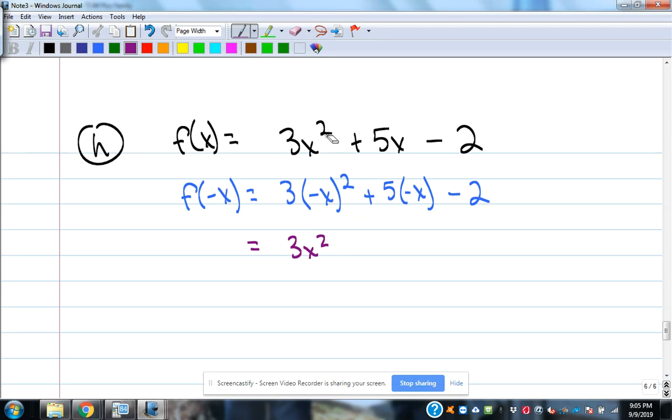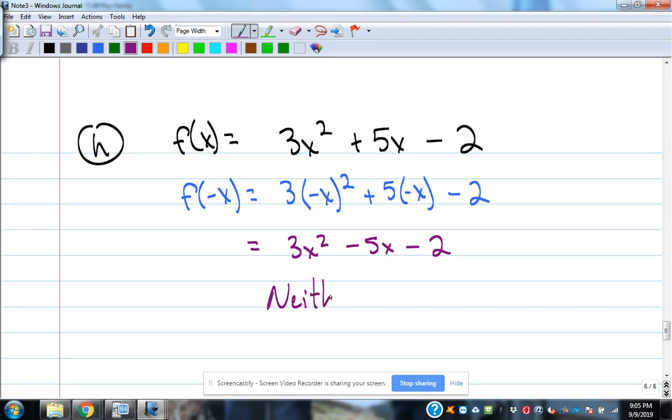Wait, I'm not done. I've got to do the rest of it. What's 5 times negative x? Negative 5x. Oh, that's not the same as the original. Huh. And then does anything change about the minus 2? No. So is that one odd? No, it's not the opposite, is it? The negative 2 didn't even change. The 5x changed, but then the 3x squared went back to the original. So this one is not odd. It's definitely not even. So it would be a neither.